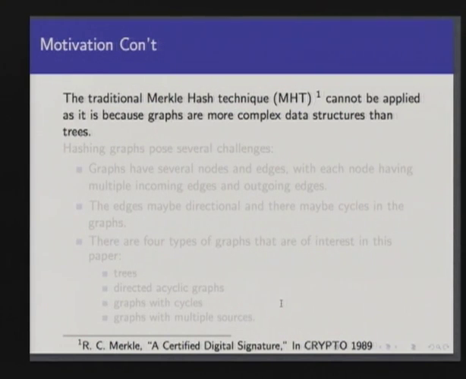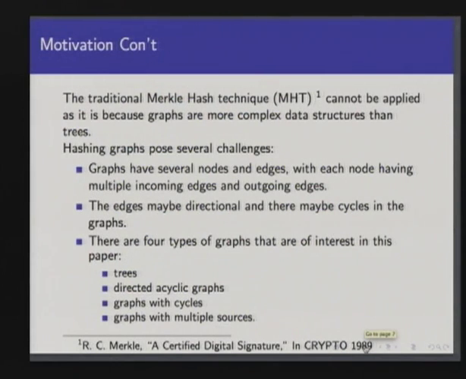Traditionally, a very common technique used for hashing trees is the Merkle hash technique, which was presented in a research paper in 1989 by Merkle. People have used the Merkle hash technique to hash trees, but it cannot be used for graphs, because graphs are more complex data structures. I will elaborate on this concept in my later slides.